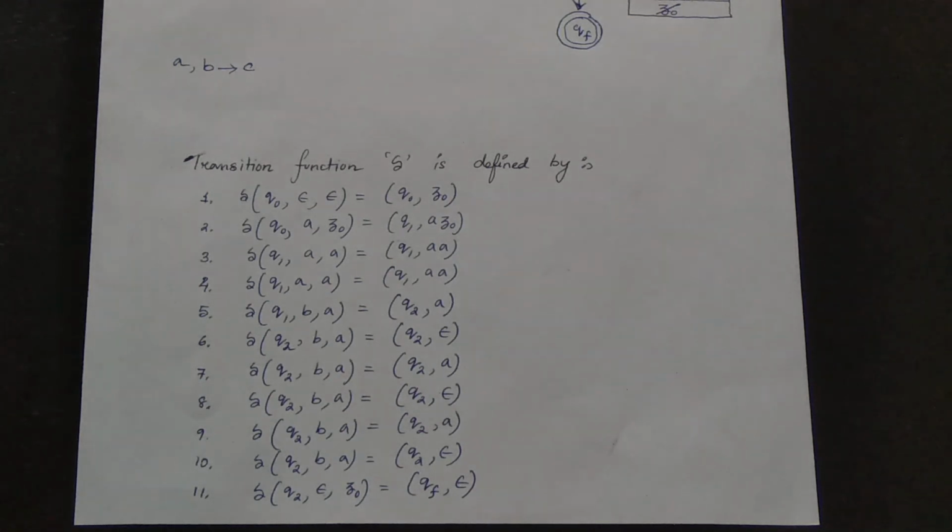In the next extended video lecture, I will do one more language. The language is W C W to the power R. That means whatever string you are taking, followed by a C, and then the reverse of that particular string. So I will look into that particular context-free language, and we will check how to construct a PDA for that.